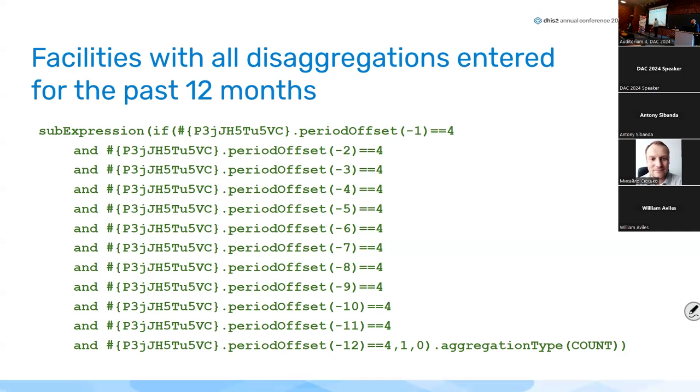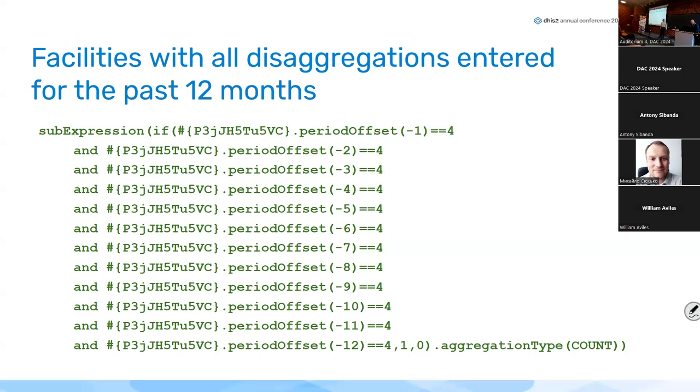So this will show me. I'm saying if all these things are true, if it was there last month and the month before and so on, and 12 months ago, then return a one. If it was there all those months, and it was four all those months. Otherwise, return a zero. So for this org unit, we'll have a one if we had four values for each of the last 12 months. Otherwise, we'll have a zero. And then you can count how many org units had complete reporting in the last year.